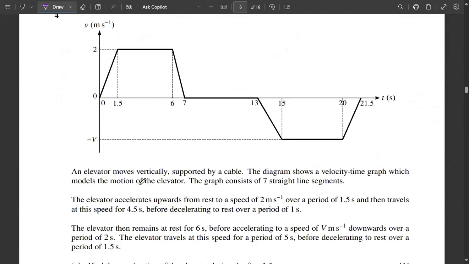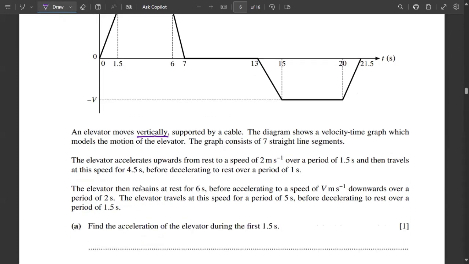To the fourth question. An elevator moves vertically, not upwards. That means if this is an elevator, it can move both up and down. Anyways, it can move. An elevator moves vertically, supported by a cable. The diagram shows a velocity graph which models it. The graph consists of 7 straight line segments.